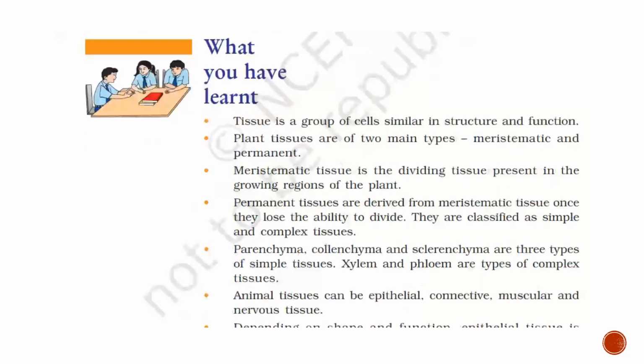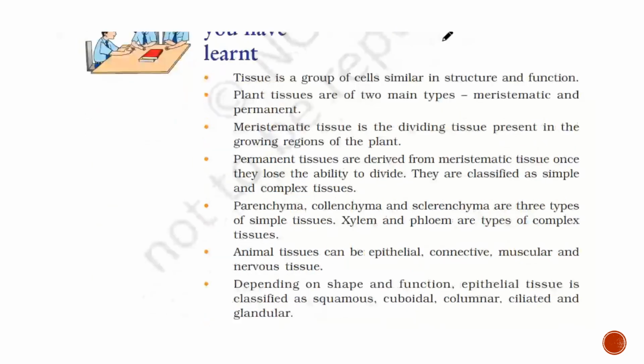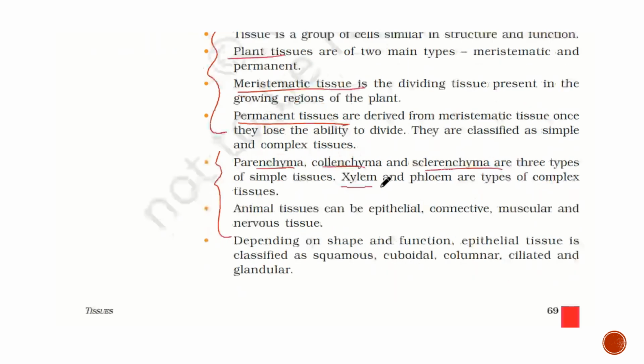So today, what have you learned in a gist? What is a tissue? We have already learned in this lesson about plant tissue, meristematic tissue, and permanent tissue. If you have not gone through these episodes, I'll be putting the link above as well as in the description box. Please do go through it in detail. I have taught it in the YouTube lesson. So parenchyma, collenchyma, sclerenchyma we have studied. We have studied xylem and phloem.